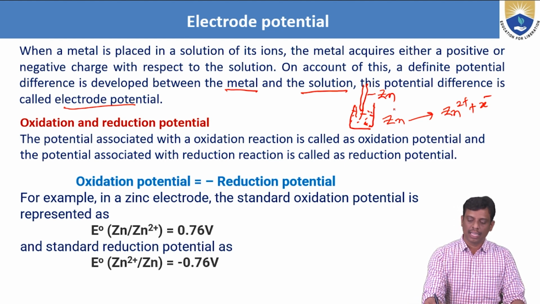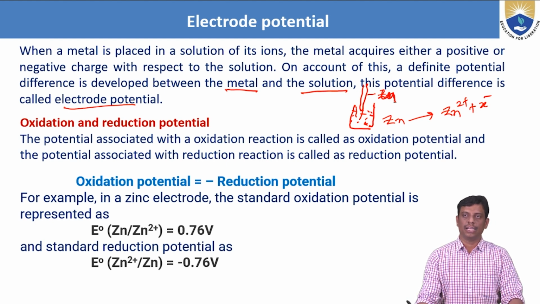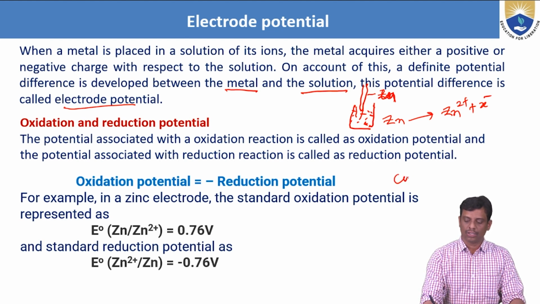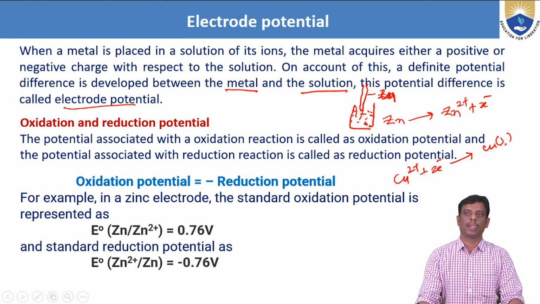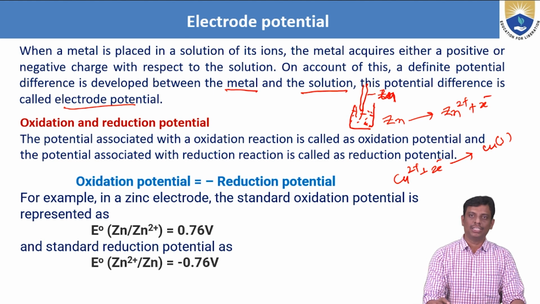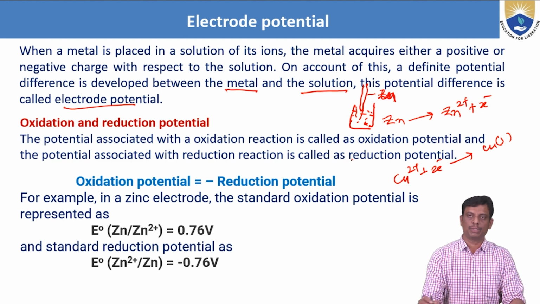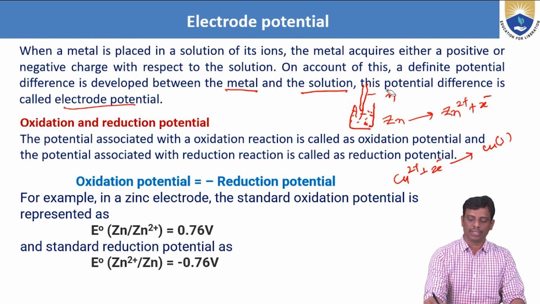If you take the same copper electrode in the voltaic cell, we immerse the copper electrode in its own copper sulfate solution. Then the Cu2+ in the copper sulfate solution gains electrons to convert to solid copper. This is the reduction. Due to the reduction reaction taking place at the electrode, a potential is generated between the copper and the copper sulfate solution.